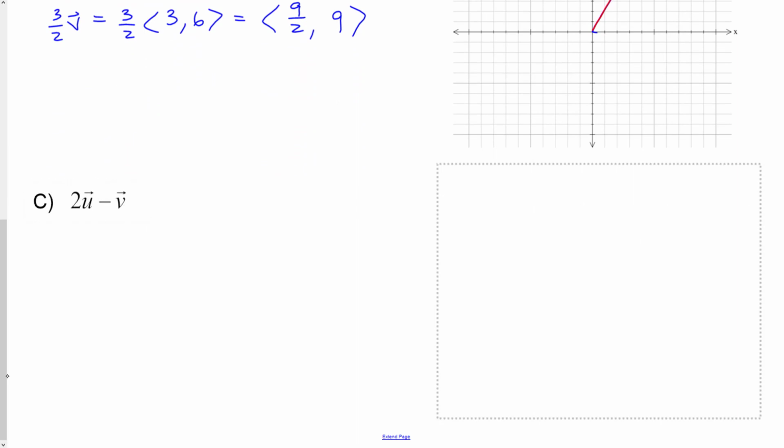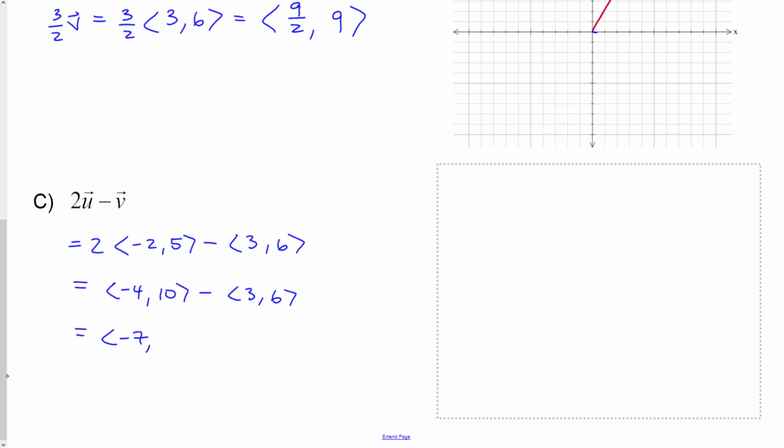Right, 2u minus v. This would be the same as 2 times the vector u, which is -2, 5, minus vector v, which is 3, 6. So when I multiply, this becomes -4, 10. I'm just multiplying each component by 2, minus 3, 6. And now I'm going to subtract the individual components. So -4 minus 3 is -7. 10 minus 6 is 4.